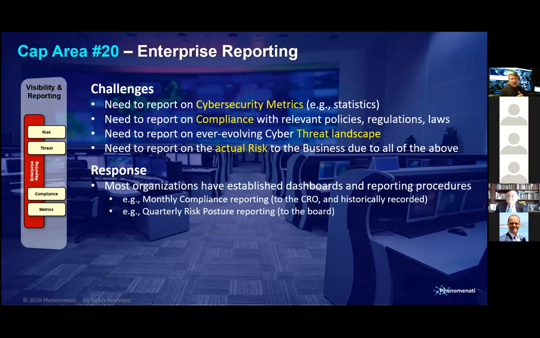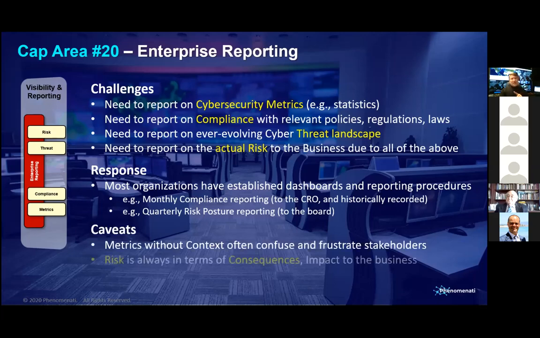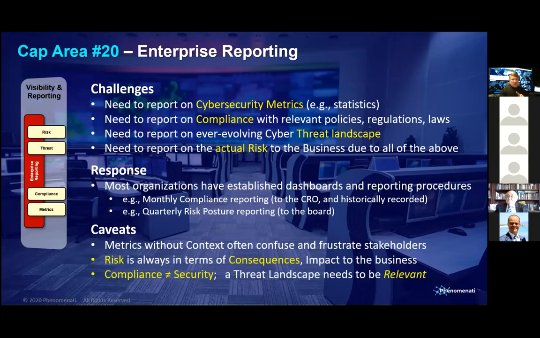It is not a story about payloads and vectors and APTs. That's not what people want to hear about at the C team or in the boardroom. We have to establish that storytelling capability. And it should always be in terms of consequences.